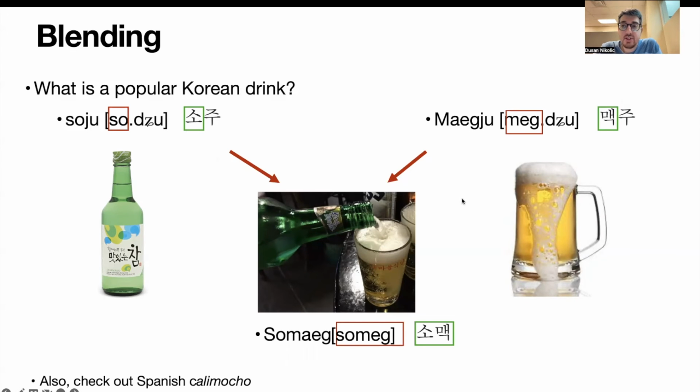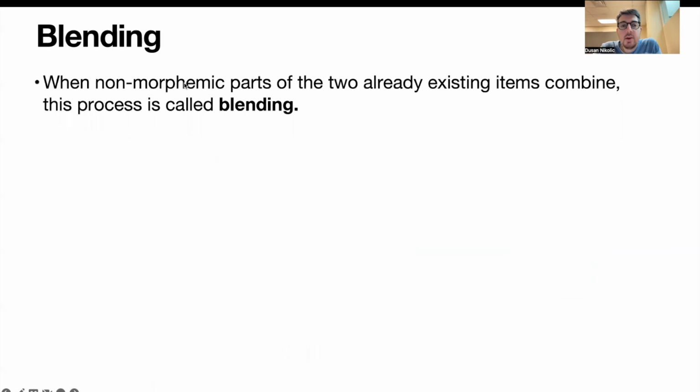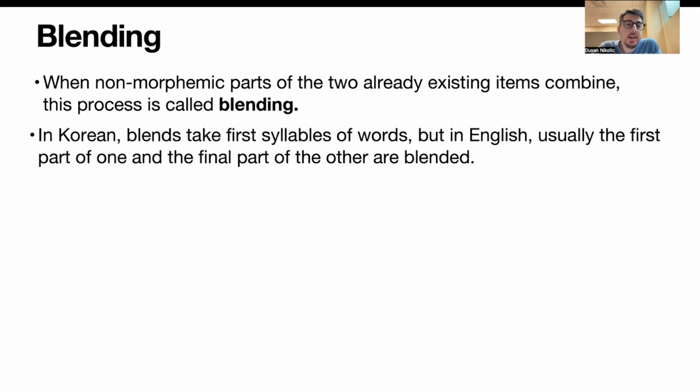Also, check out Spanish calimocho. It's very interesting how it got its name. When non-morphemic parts of two already existing items combine, the process is called blending. So as I said, soju, so, and maekju, maek, these are non-morphemic, meaning they are not morphemes on their own, but just two parts of the word. Usually you cut one word where the vowel is, because it's easier to combine words.